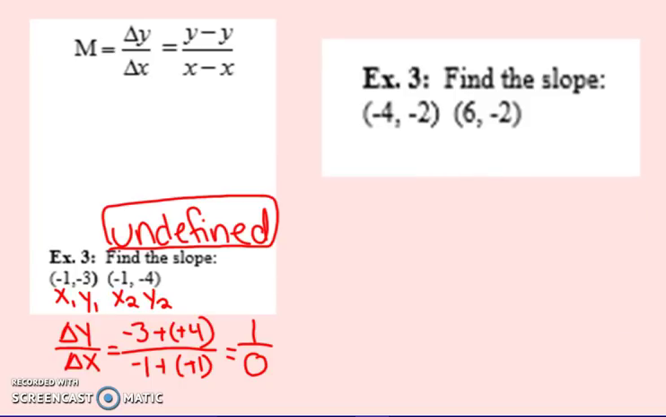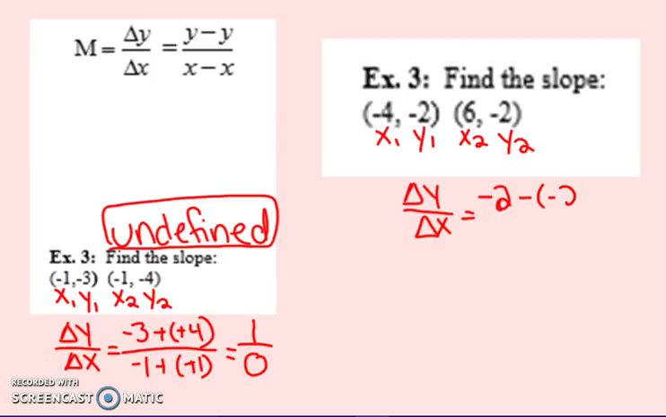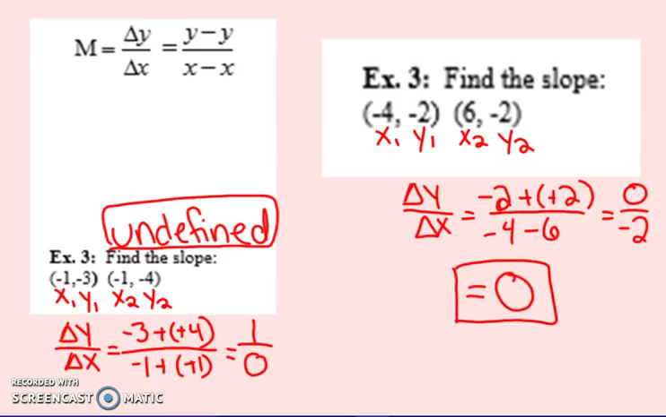Our last example, I'm going to label it x1, y1, x2, and y2. The change in y over the change in x, I get negative 2 minus negative 2 over negative 4 minus 6. 2 negatives make a positive. I'm left with 0 on top and negative 2 on the bottom. Again, 0 over a number is like saying it's okay. So in this case, I have 0 as my slope. Different than undefined, but still a number.